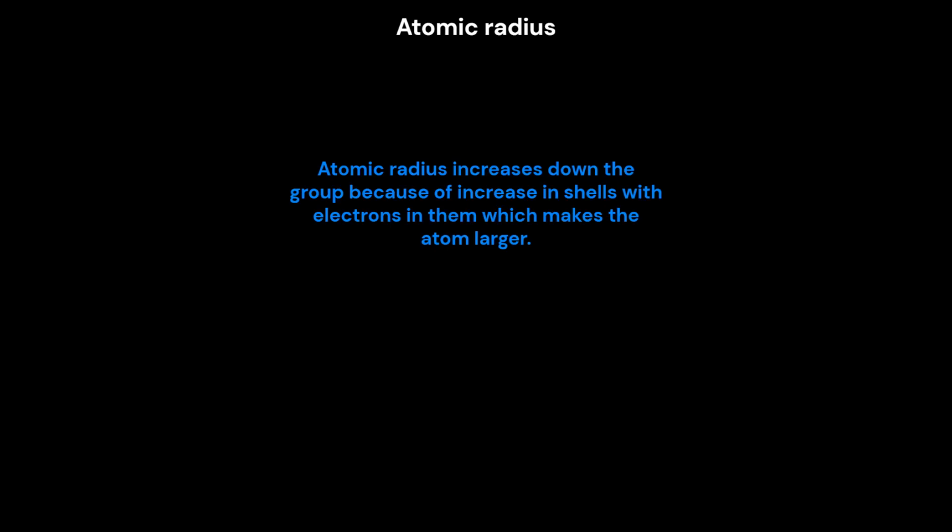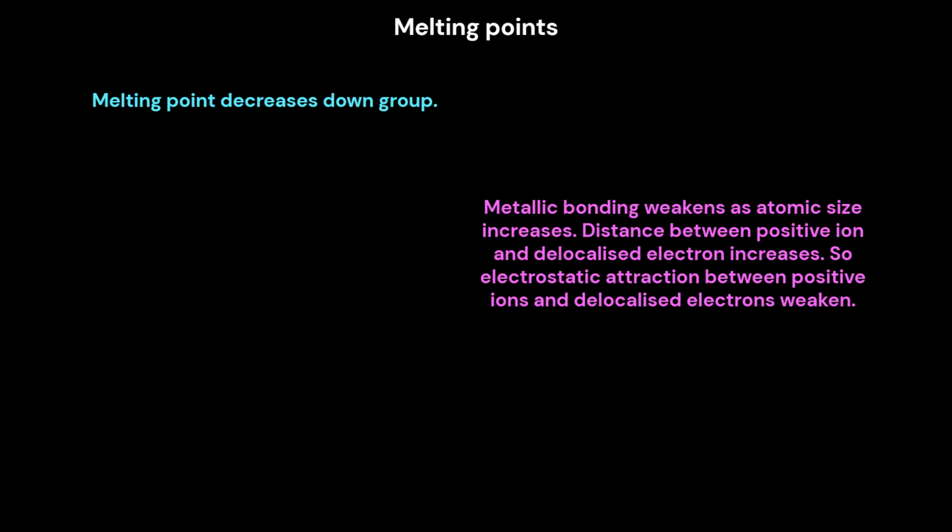Group 2. Atomic radius. Atomic radius increases down the group because of the increase in shells with electrons in them, which makes the atom larger.